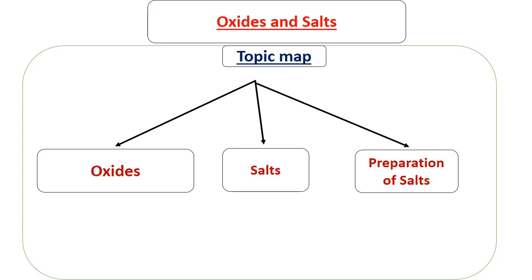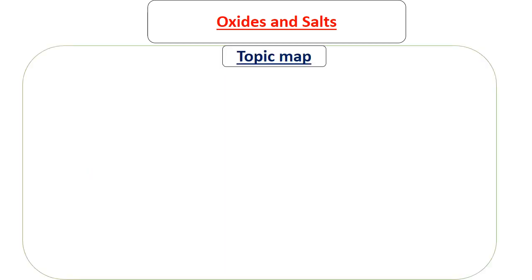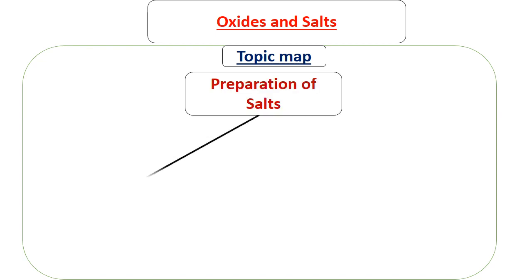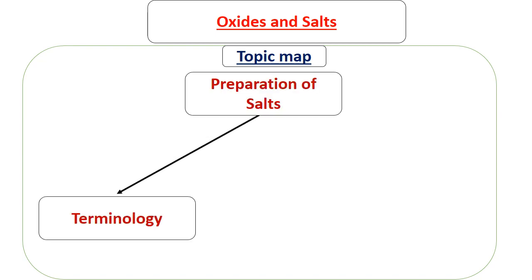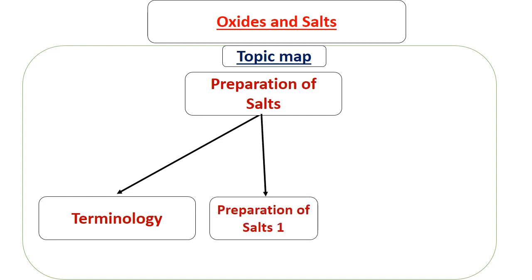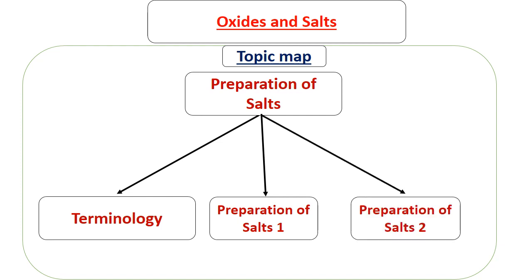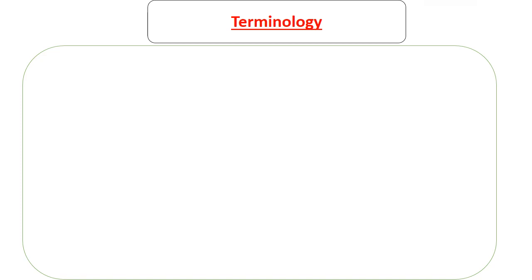Now this topic, preparation of salts, is going to be delivered in two videos. This one and the next video, which is going to be the last video on oxides and salts. On preparation of salts, we're going to first take a look at some terminology. There are certain types of salts that we need to know about. Then we're going to take a look at how salts are prepared, part 1, which is of course the main essence of this video. Then the next video is going to concentrate on preparation of salts, part 2. So we'll start with the terminologies.